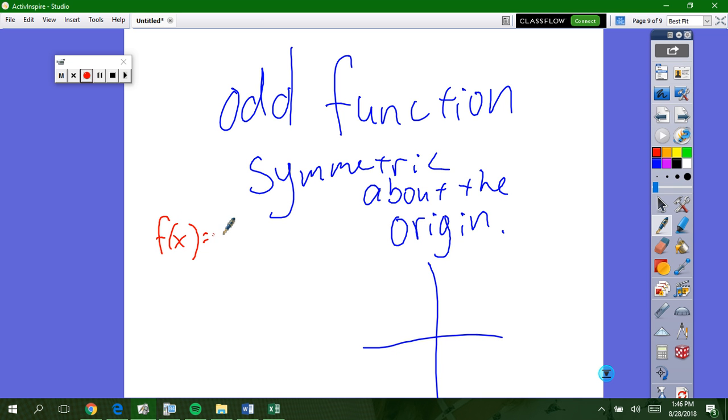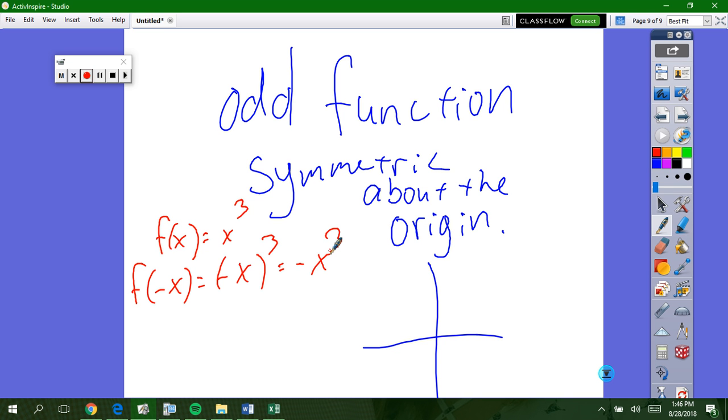f of x is x cubed. Let's prove that it is odd. I'm going to replace the x with negative x. If I have negative x times negative x times negative x, I get negative x cubed. Is it its direct opposite? Yes. What does opposite mean? Just negating the term. You got me all frustrated. The term. So it's just negative x cubed.